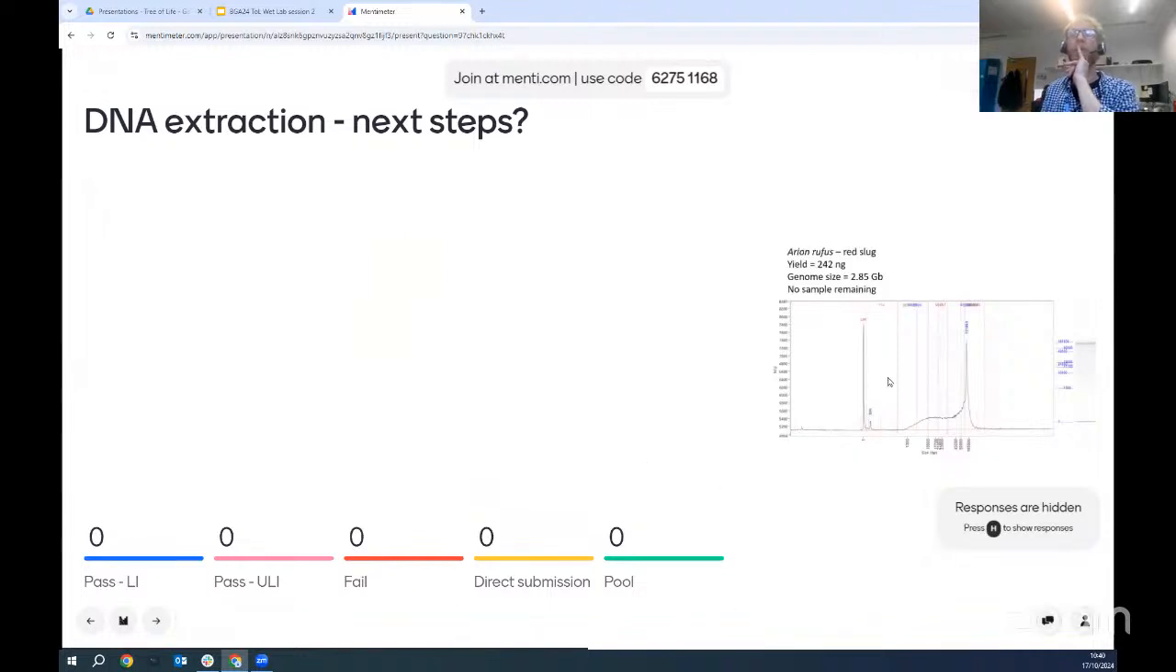Okay, so we have a slug here. So we have a yield of 240 nanograms, genome size of 2.8 gigs, no sample remaining. Our average fragment size is sitting at roughly 60 kb.